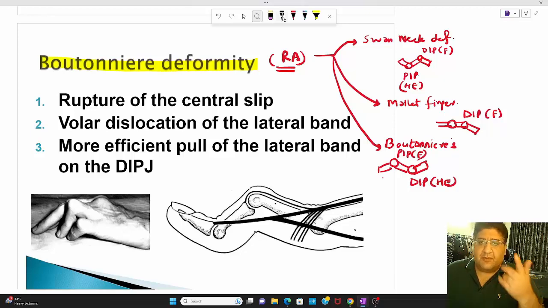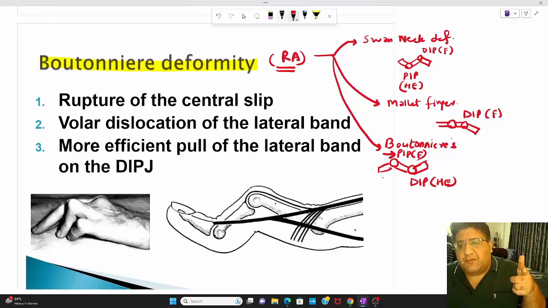Now let me tell you why. Do you remember EDC giving a central slip? Its job is to extend the PIP. But here PIP is going into flexion. You know why? Due to central slip rupture. Think about it. Due to central slip rupture.